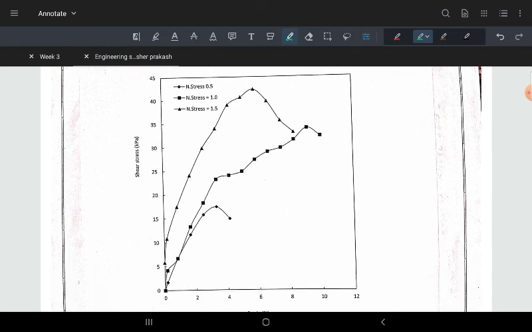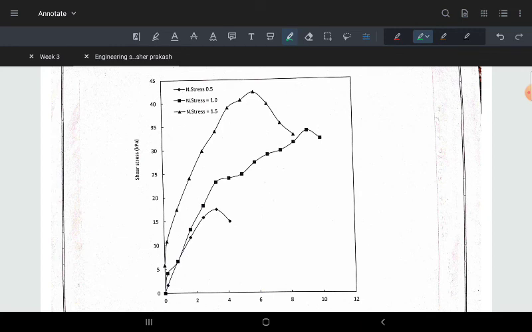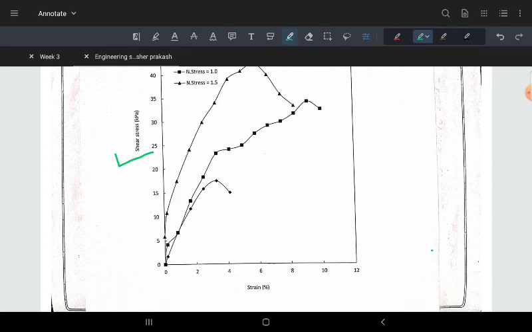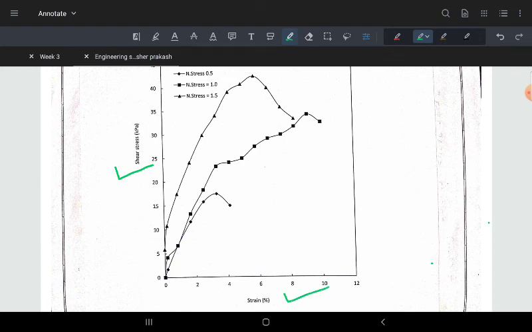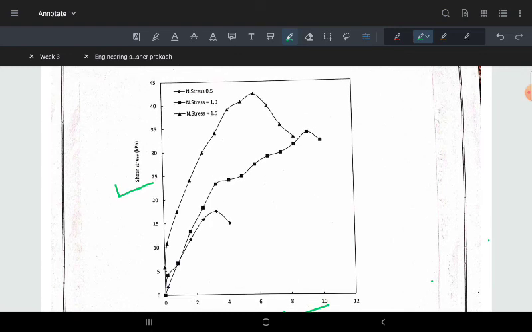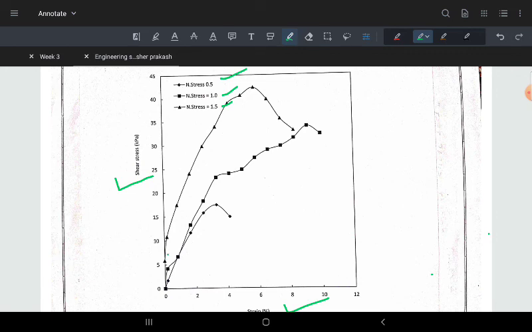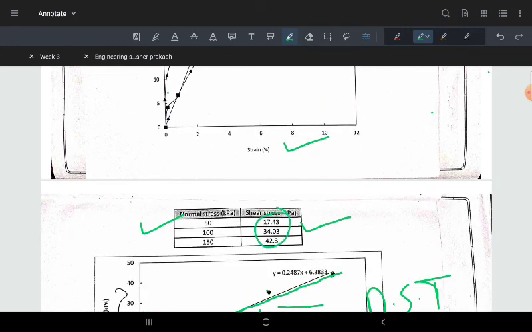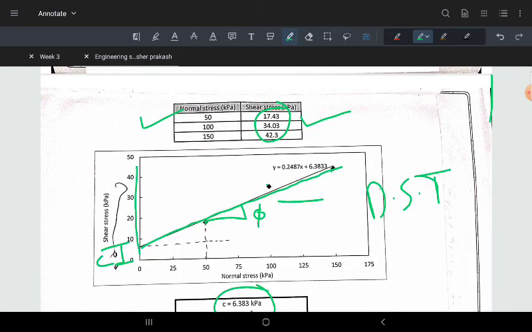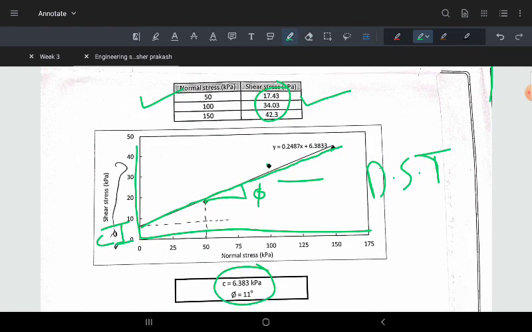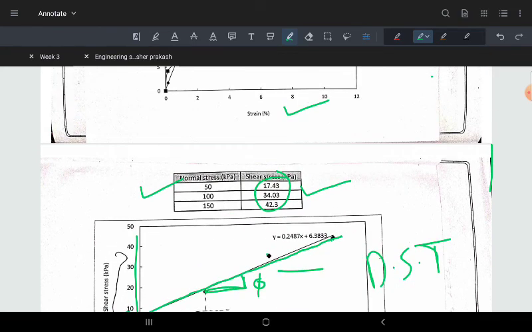Here, putting the graph, you can see we have the shear stress versus strain. You can calculate that and then plot the graph between the two. The plot comes out to be like this for one normal stress 0.5, for normal stress 1, and for normal stress 1.5 kg per centimeter square. Then we can calculate the maximum shear stress for each, put them here and get the graph, and then find C and phi. This is the DST test.